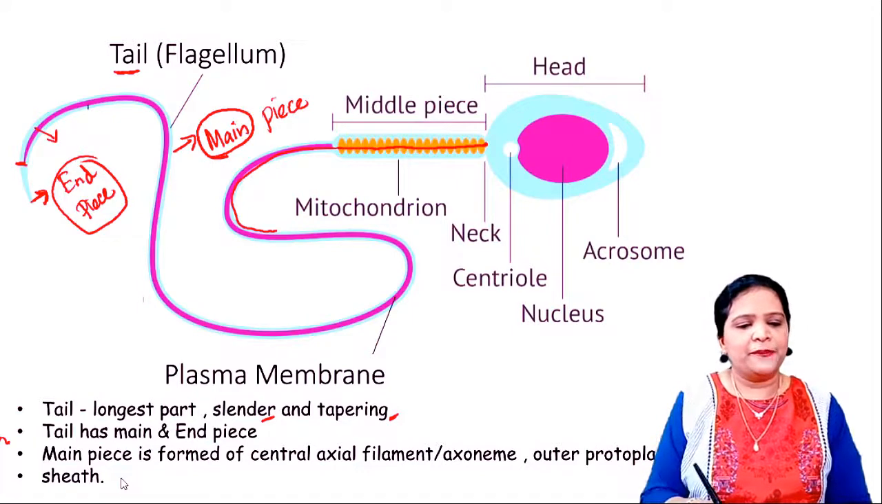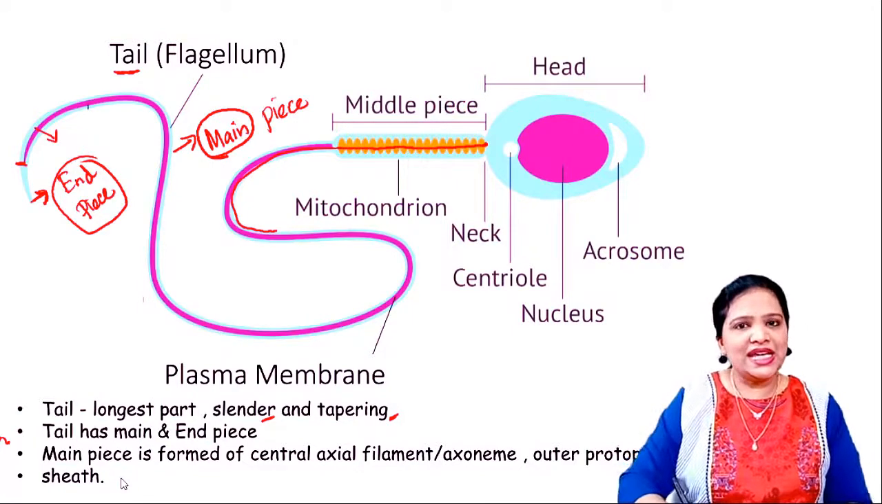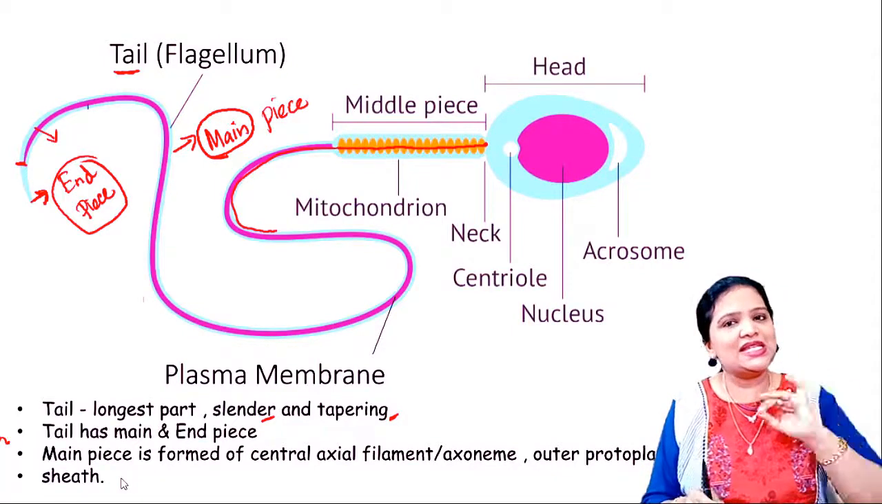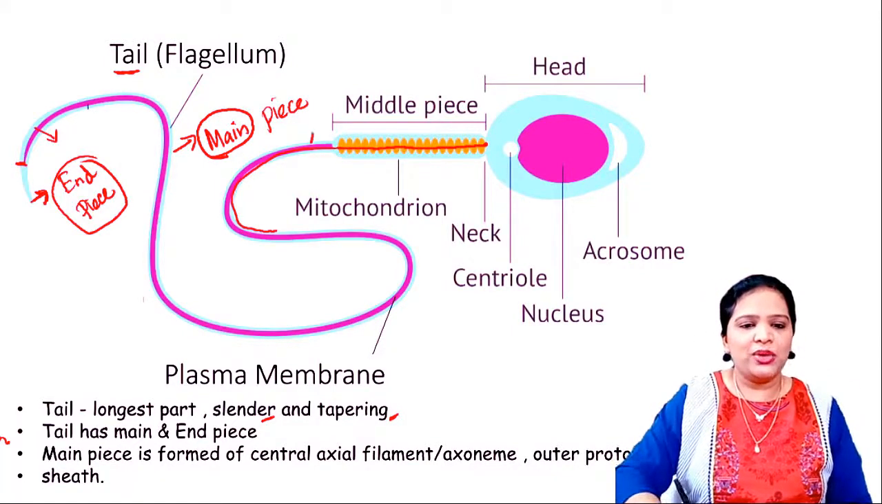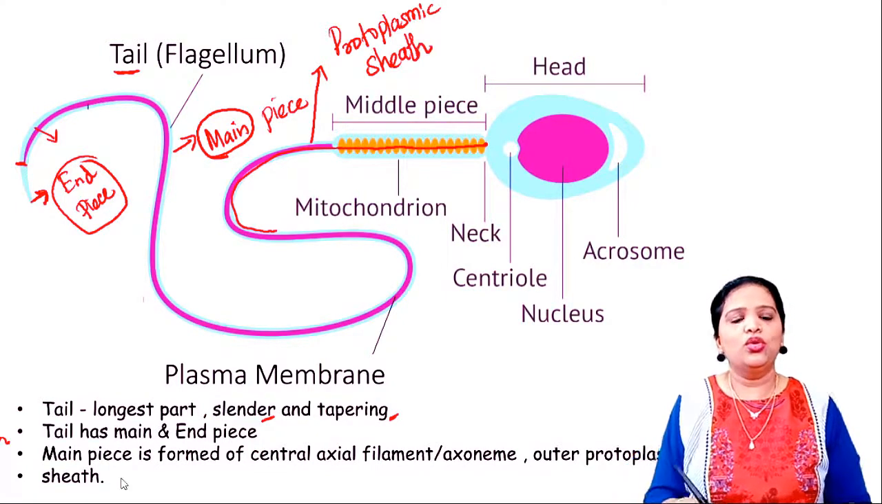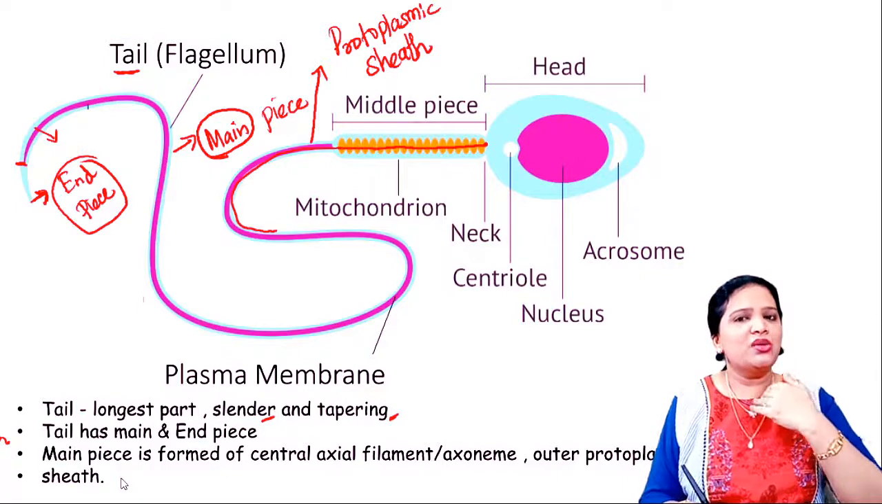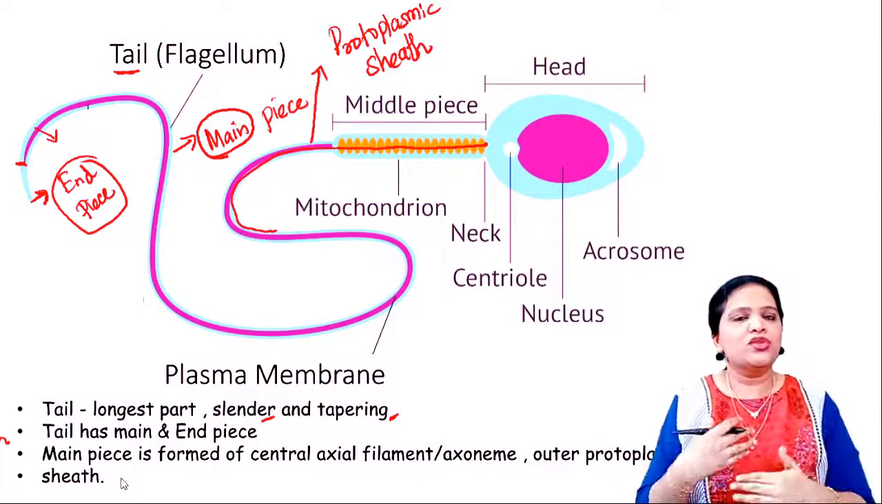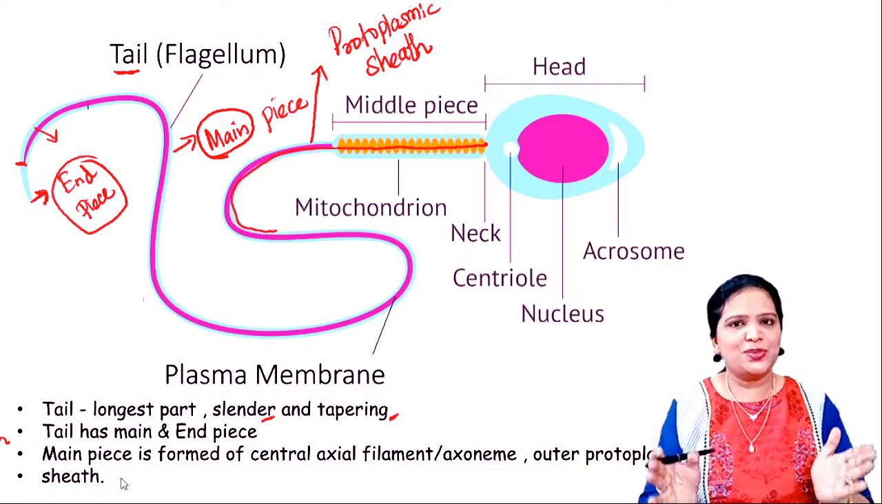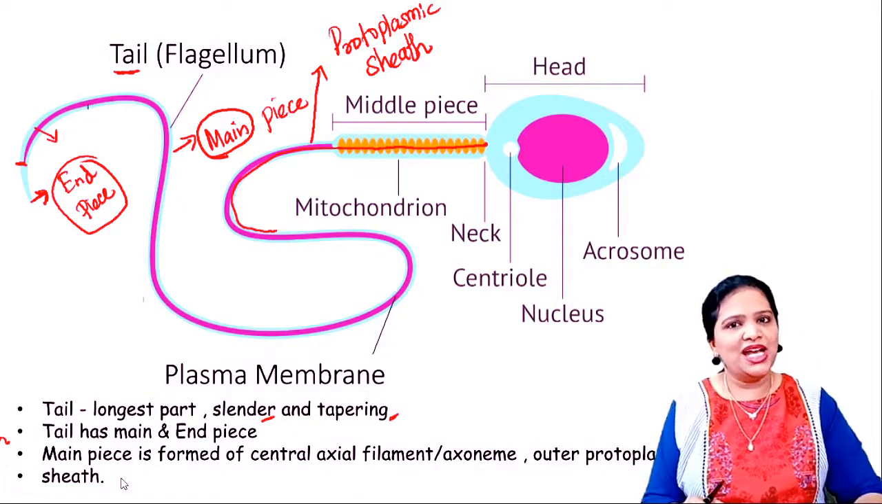Clear? Fine. Then this tail has an outer covering. Outside the axial filament, there is an outer covering. That covering is called protoplasmic sheath. Protoplasmic sheath. Okay, fine. So there is an outer sheath. Sheath means covering. So that covering is called protoplasmic sheath. So these are the structures present in the tail part of the sperm.